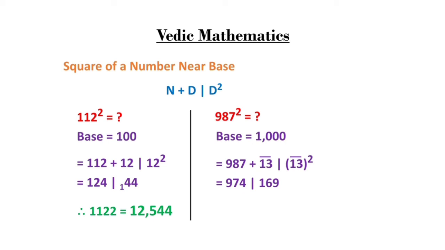Comparing it with the second part of the square of 987, it is 169, which has 3 digits. Here we are not carrying over the 1 in the 100 place, as base 1000 has 3 zeros. So the answer for 987 square is 974,169, that is 9,74,169.